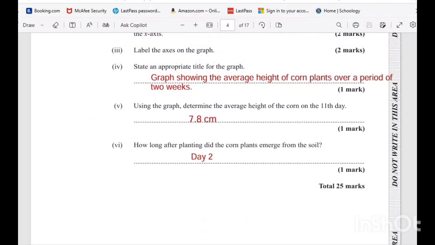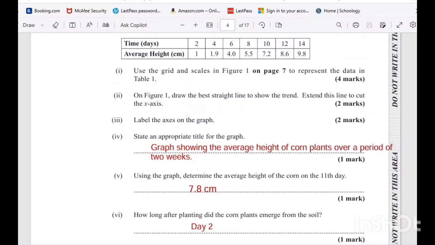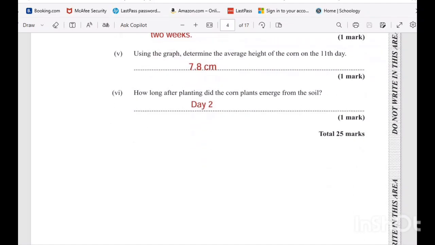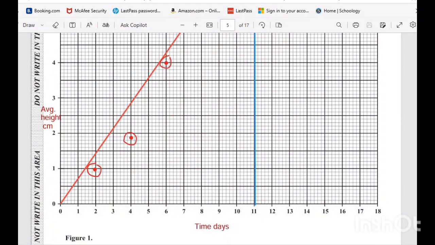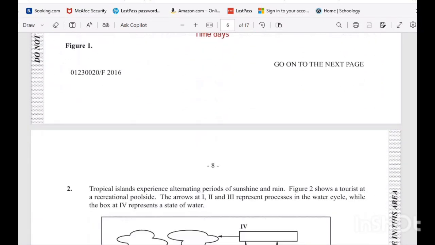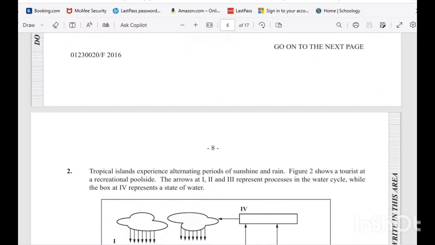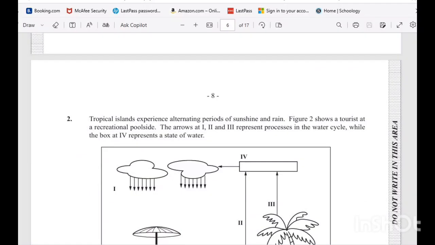And then the last part says, how long after planting did the corn plants emerge from the soil? Since we have here in the table that we're measuring average height on day 2, I would have assumed that the plant emerged on day 2. All right, lovely people. Please go practice graph if it's not your strongest area. Let's go. It says question 2, and we know that question 1 is always worth 25 marks.